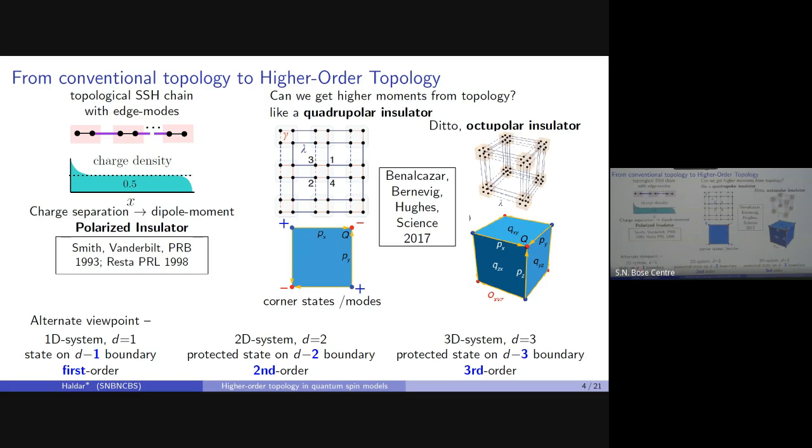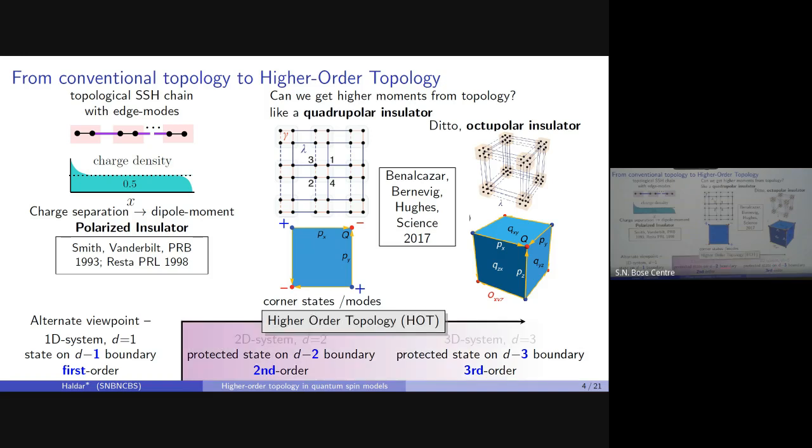So I can name them as first order because it's appearing on the D minus one dimensional boundary, then D minus two is second order, and D minus three is third order. So I will name all these types of phases as higher order topological phases. Now you see what I meant by a natural generalization of this idea leading to higher order topology. Right. So this is a very quick and dirty way of seeing higher order topology. Okay. So let us now discuss even more types of higher order topology.